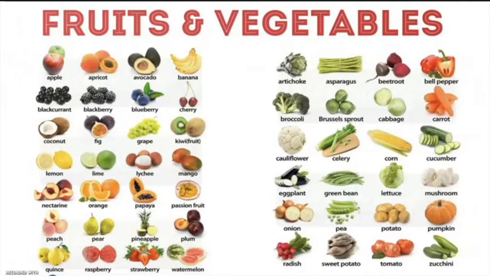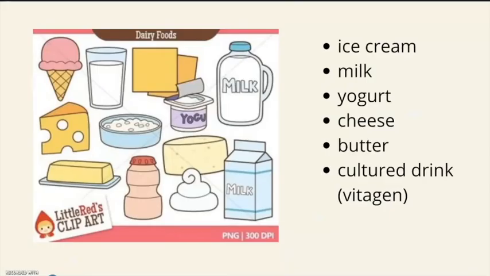Other fruits that you are familiar with include banana, orange, papaya, pineapple, and watermelon. As for vegetables, there are a lot of vegetables, including artichoke, asparagus, broccoli, cabbage, carrot, corn, cucumber that we put in our nasi lemak, eggplant, green bean, onion, and of course the famous potato that we use to make french fries, pumpkin, and tomato. All these are examples of fruits and vegetables. As for dairy food, we have ice cream, milk, yogurt, cheese, butter, and cultured drink. For example, Vitagen. All these fall under the dairy food category.